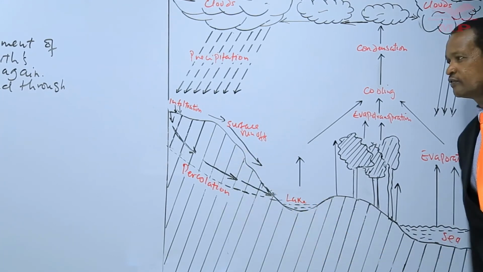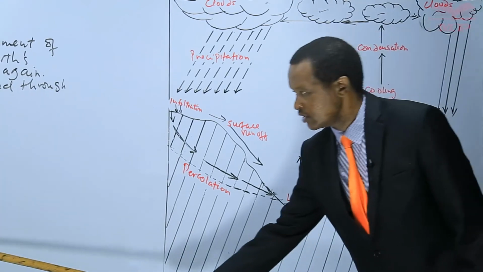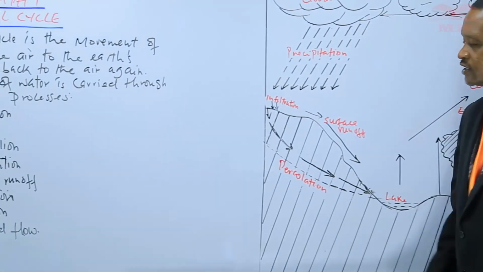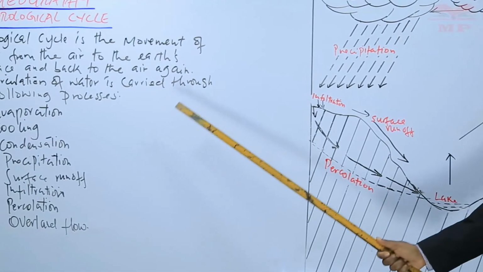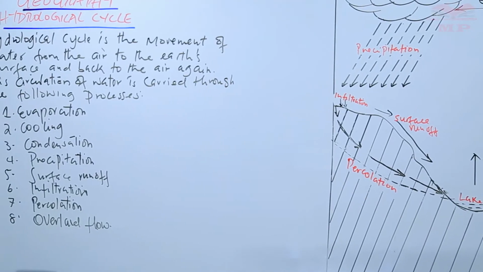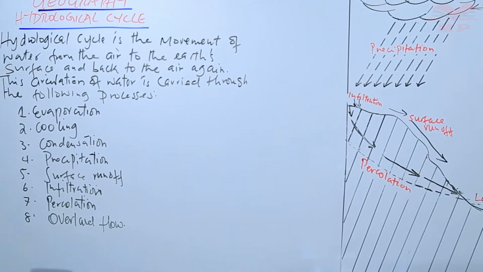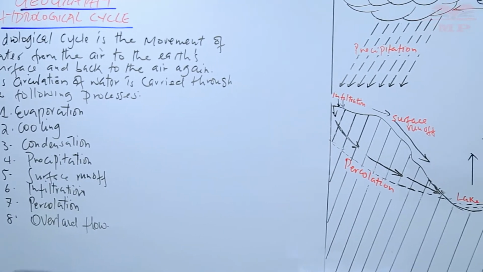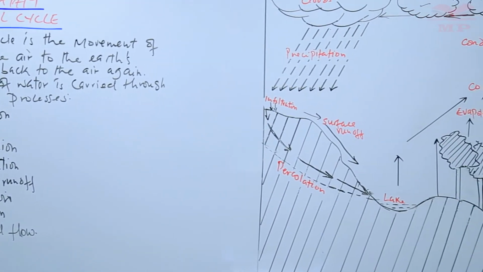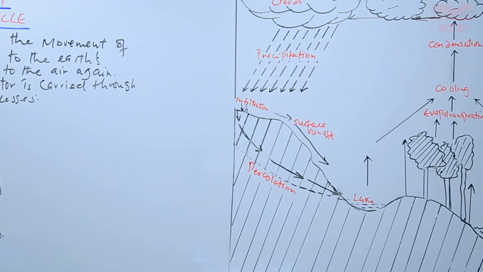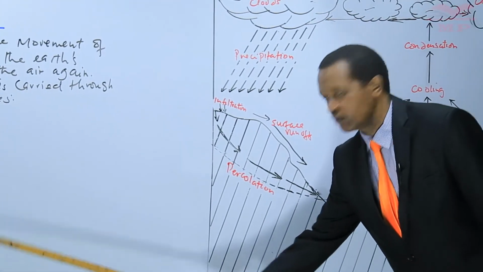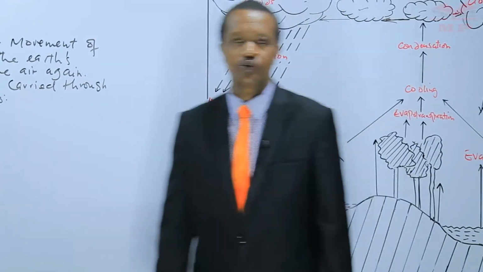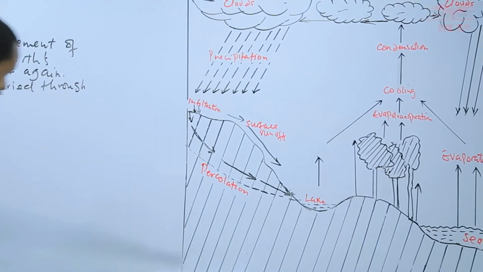Then learners, we have the overland flow. Overland flow. This is another process through which water circulates, right, from the air to the earth's surface and back to the air. Overland what? Overland flow. Learners, what is overland flow?